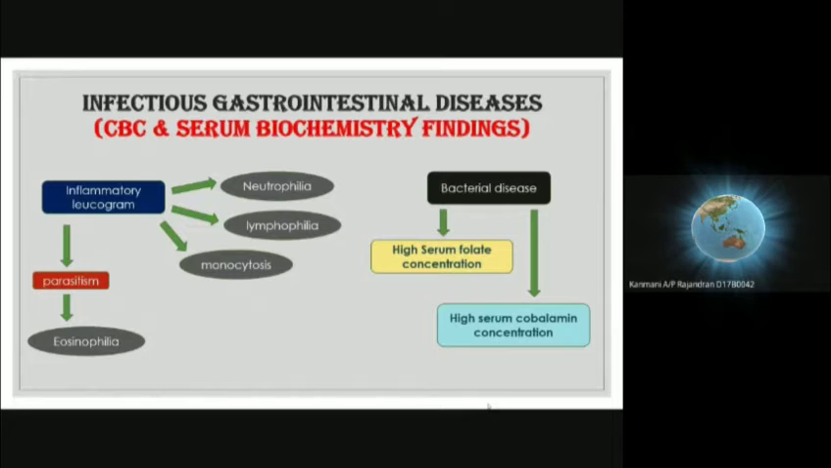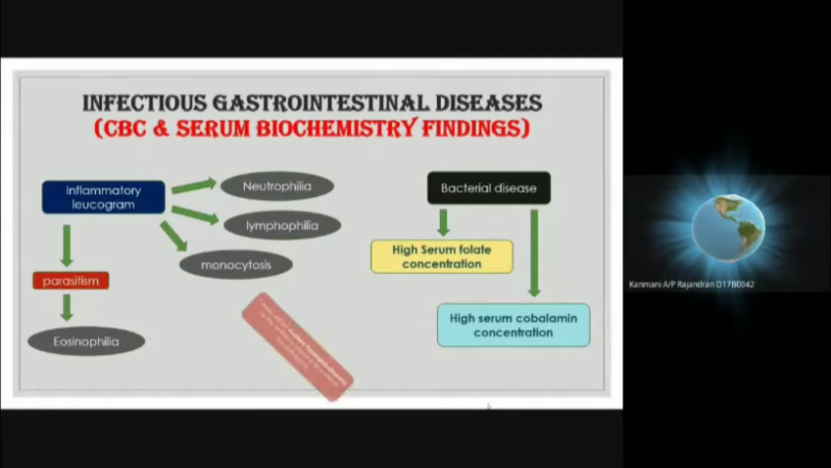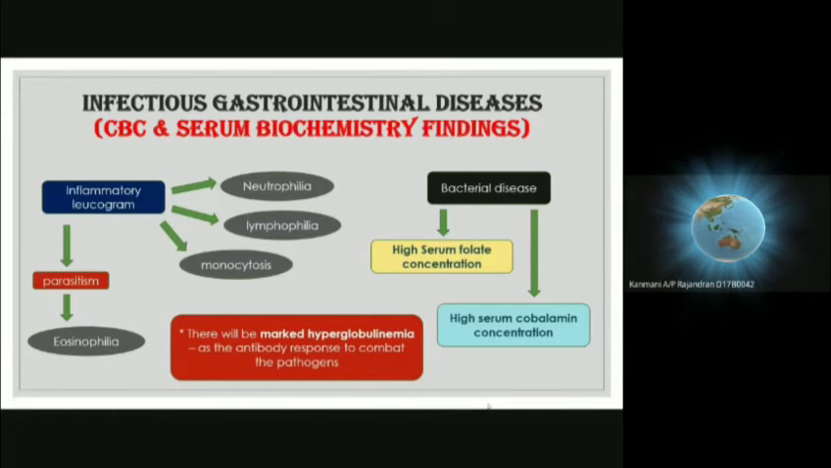And in bacterial diseases, if there is high serum folate concentration and high serum cobalamin concentration in the serum biochemistry, this finding is highly suggestive of bacterial overgrowth in the gastrointestinal tract in the case of GIT problems in animals. There will be marked hyperglobulinemia in the serum biochemistry result, as this is highly suggestive of infectious gastrointestinal disease or infection. Hyperglobulinemia is due to the antibody response to combat the infectious pathogens.